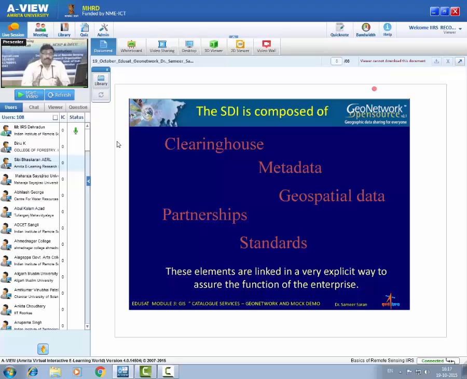Then the metadata. Metadata is, I would say, the most important part. I would say it's the building block of any SDI which is using the catalog services. So metadata, you might be aware of this particular term. This is quite a familiar term. Metadata is nothing but the data about the data. So there are certain standards which are available globally by which you can build the metadata of a particular raster data or a vector data.